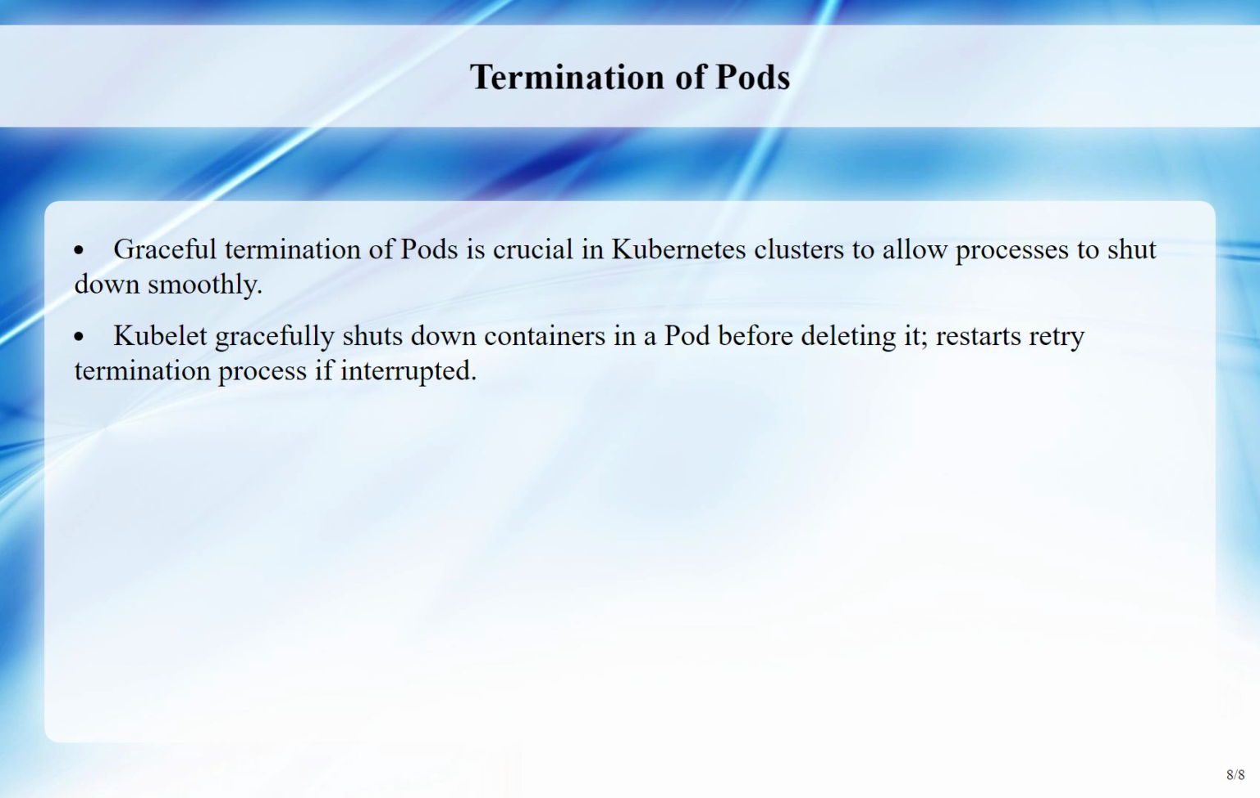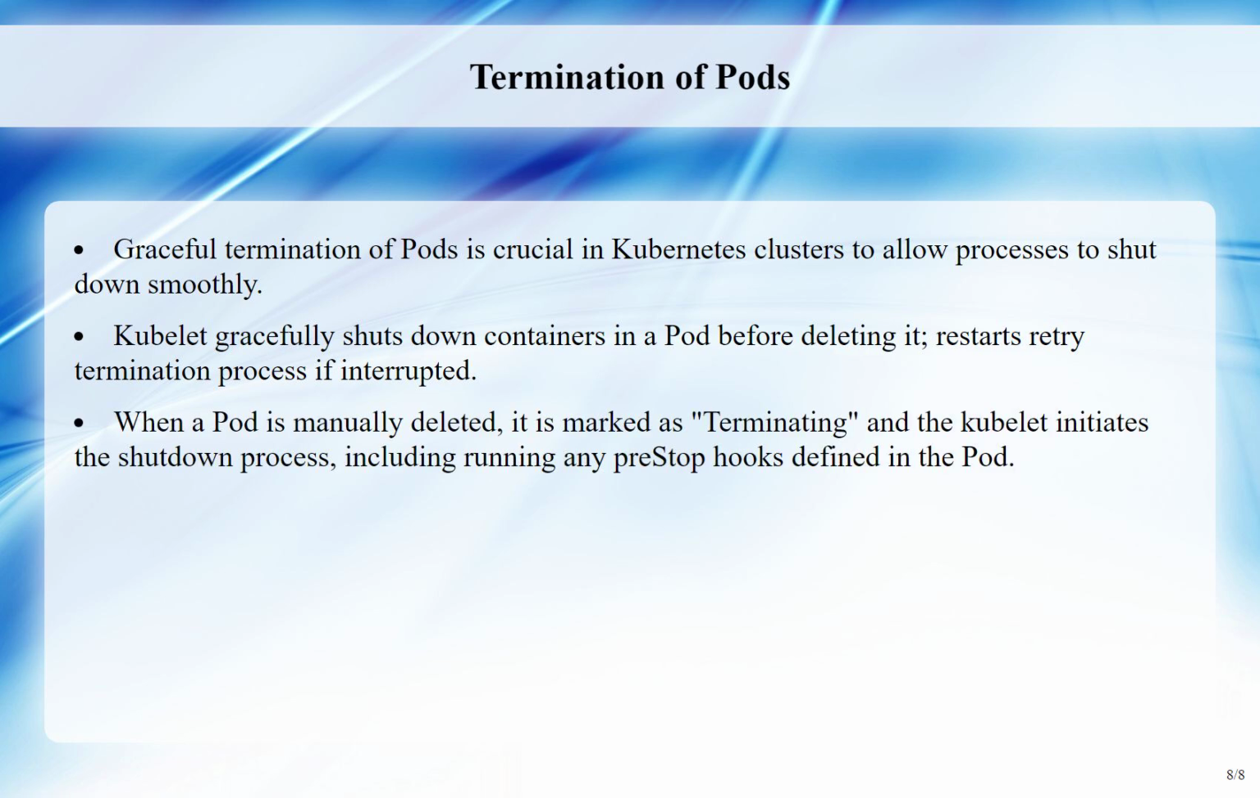If the kubelet or container runtime's management service is restarted during the process, the cluster retries the termination from the start, including the original grace period. When manually deleting a pod using the kubectl tool, the pod is marked as terminating, and the kubelet begins the local shutdown process. If a pre-stop hook is defined in the pod, it will be run inside the container during the shutdown process.